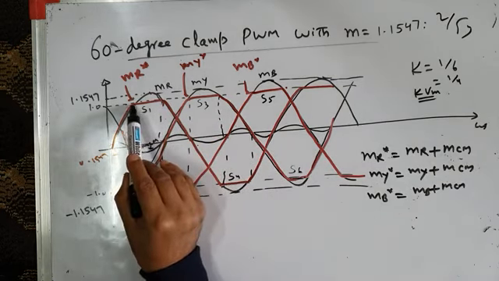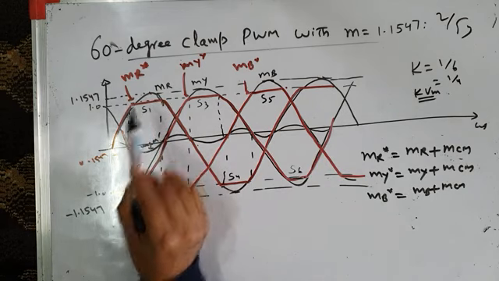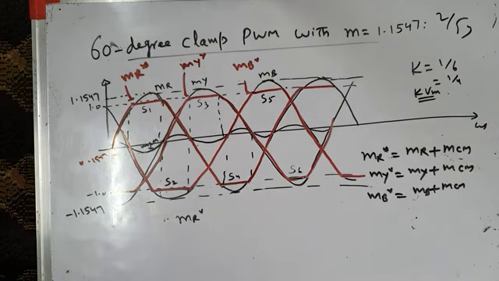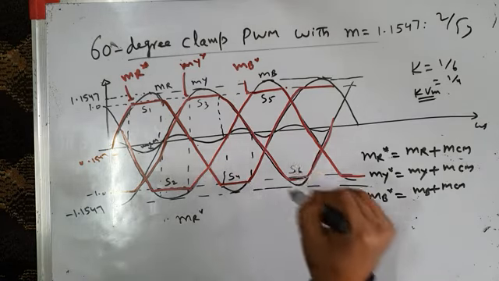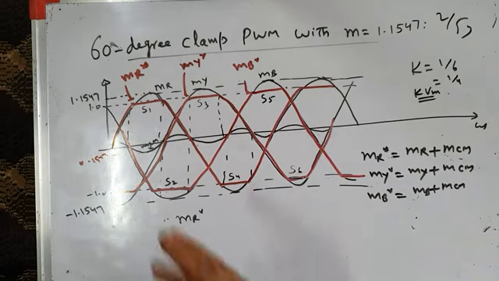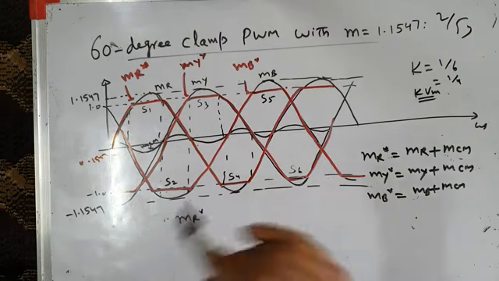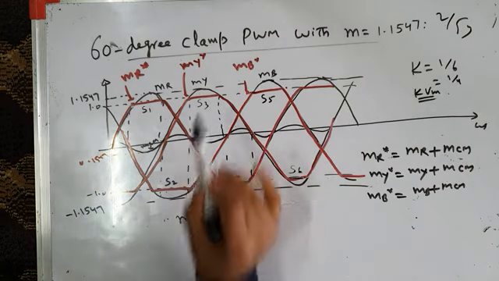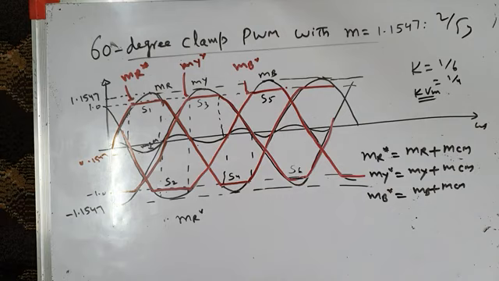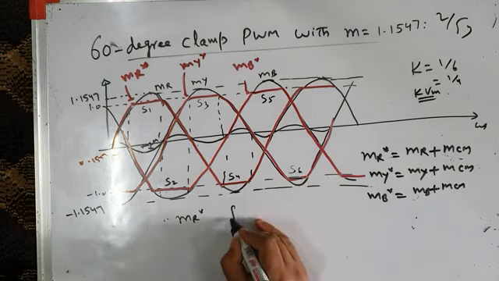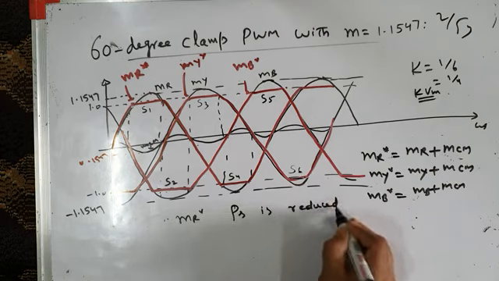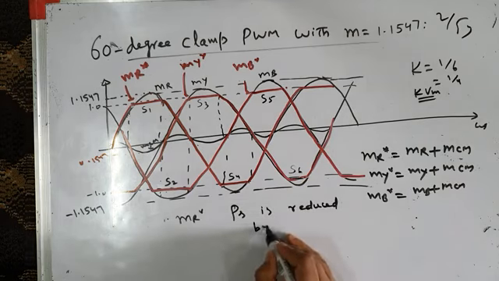But in the positive half cycle, for this 60-degree interval, the phase leg R is not switching, and for this 60-degree interval, the phase leg R is again not switching. Same is true with other phase legs. All the phase legs are switching for 120 degrees in each half cycle, and they are not switching for 60-degree interval in each half cycle. So that also reduces the switching power loss. So switching power loss is reduced in the same way as in the previous case by 1/3.